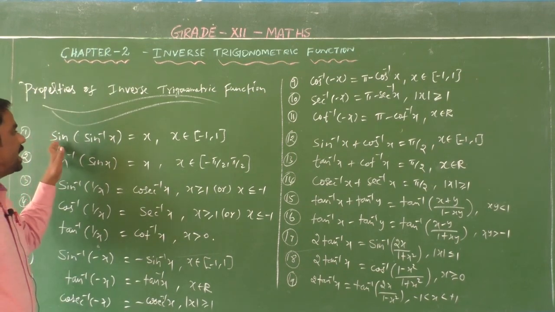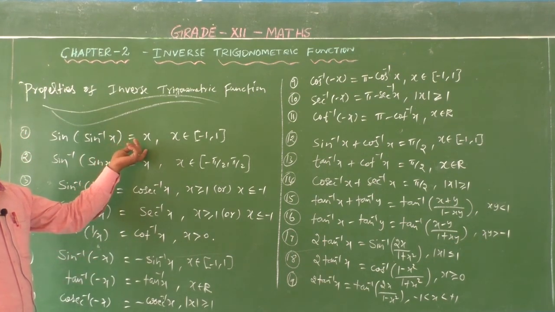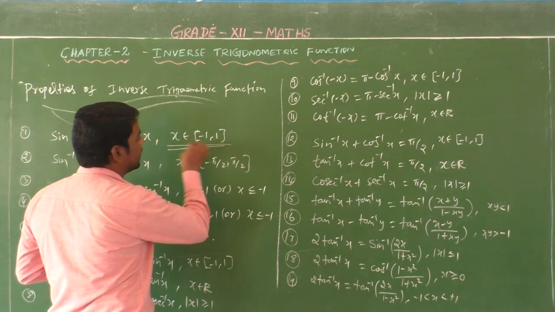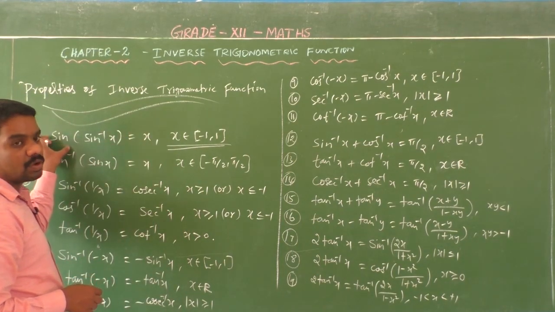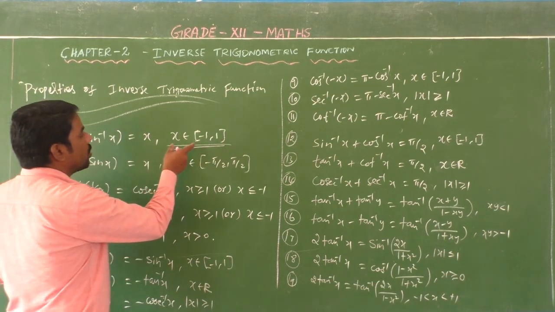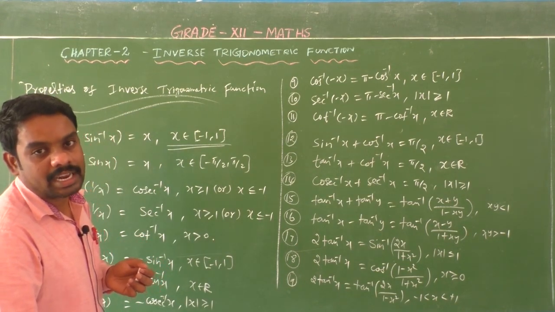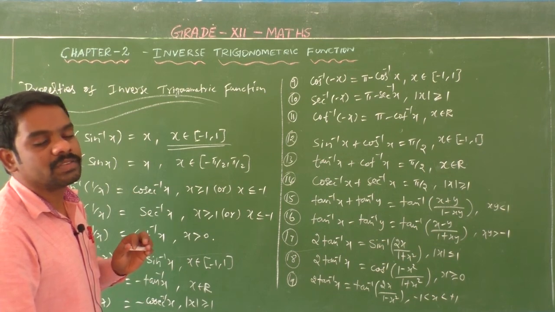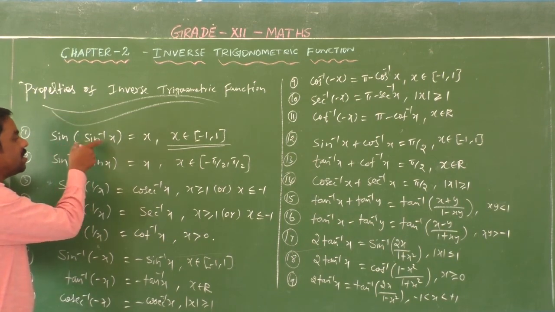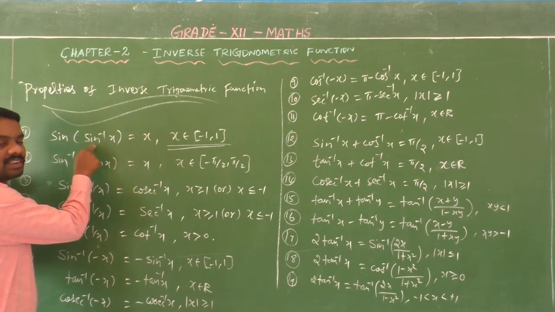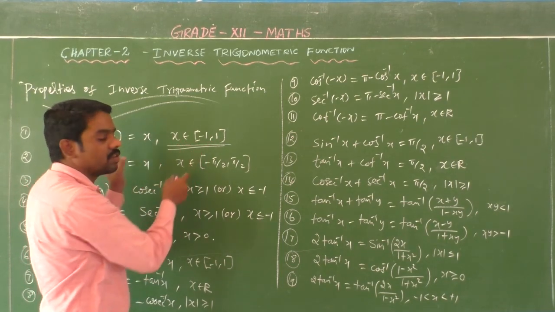First one: sine of sine inverse x is equal to x, when x belongs to the closed interval of minus 1 comma plus 1. Listen. You know the sine value: the domain of sine x is x belongs to R, and the range of the sine x function is the closed interval of minus 1 comma plus 1. Here, sine of sine inverse x, so x belongs to minus 1 comma plus 1, since the range of sine x is minus 1 comma plus 1.